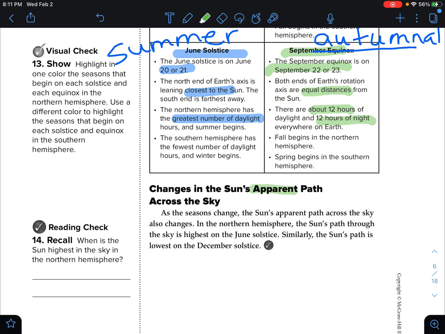So as the seasons change, the sun's apparent path across the sky also changes. In the northern hemisphere, the sun's path through the sky is highest on the June solstice and lowest across the sky on the December solstice. So it's highest on the day when we're most pointed toward the sun. The sun will appear highest in the sky. And then on the December solstice, 6 months later, when we're most pointed away, the sun is going to appear lowest on the horizon.